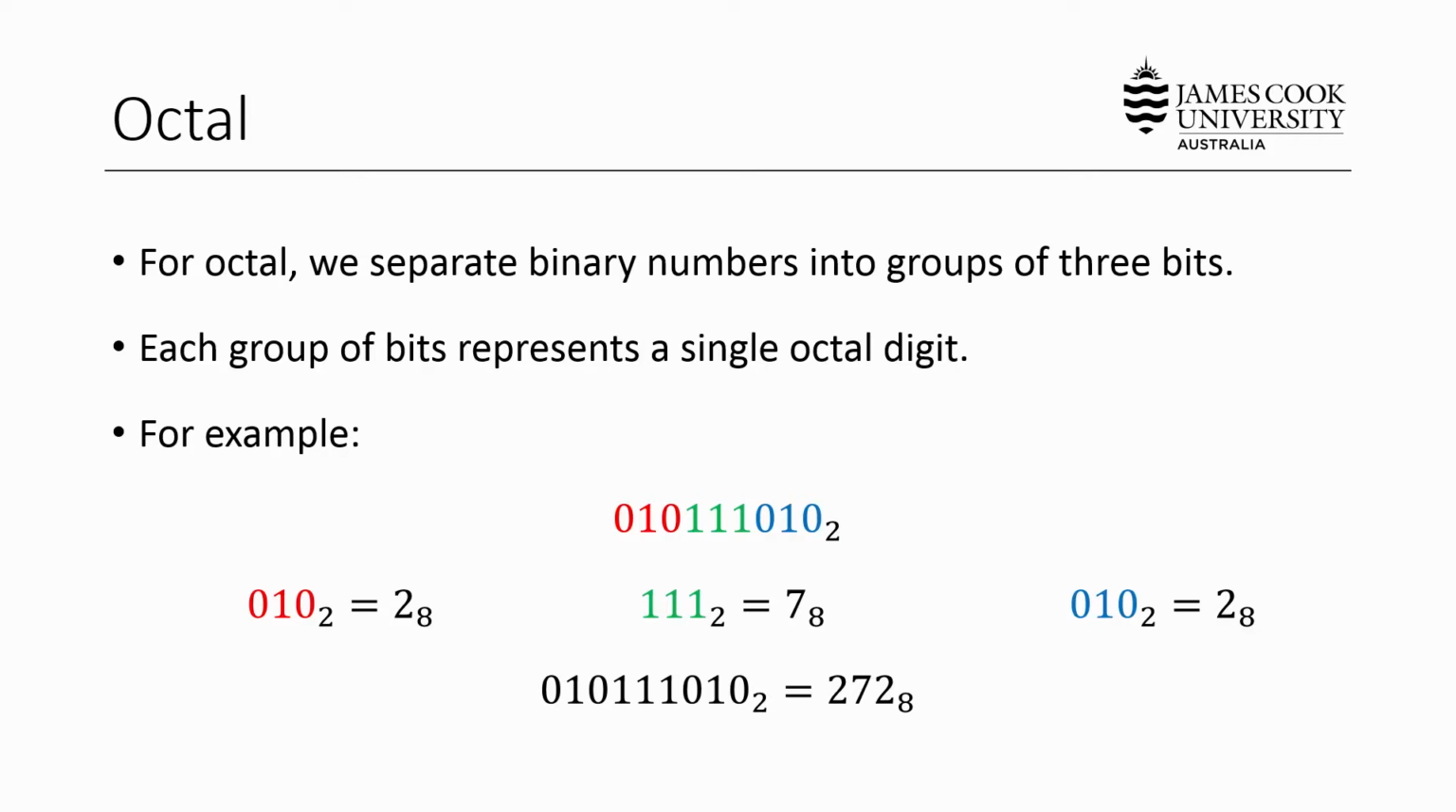So let's do this conversion right here. In red, we have the first 3 bits of our binary number on the left, and that's equal to, converting it to decimal, 2. And then the middle one is 111, and that's 2 to the power of 2 plus 2 to the power of 1 plus 2 to the power of 0. That equals 7. The one on the right is just 2 to the power of 1, so that's 2. Then you just slam those 3 values together, 272, and that's our octal representation of that binary number.